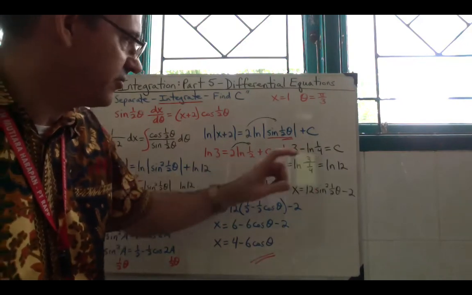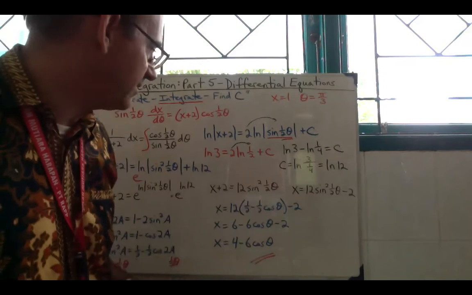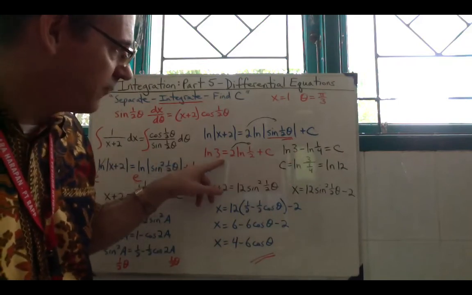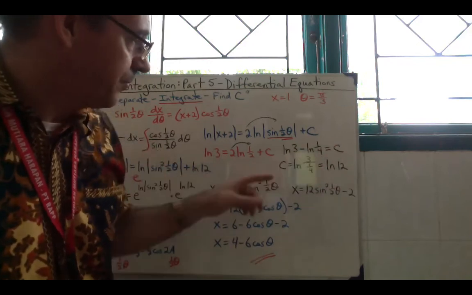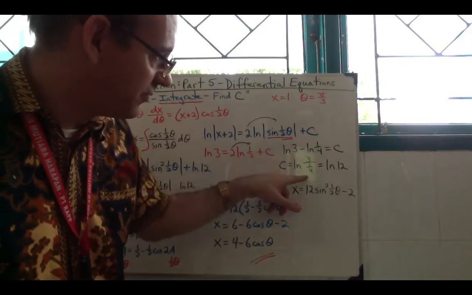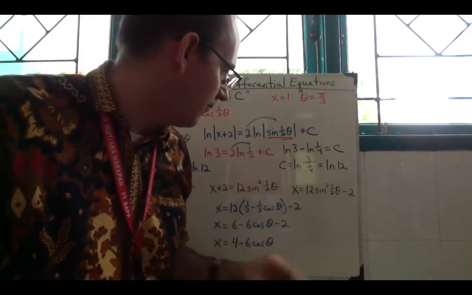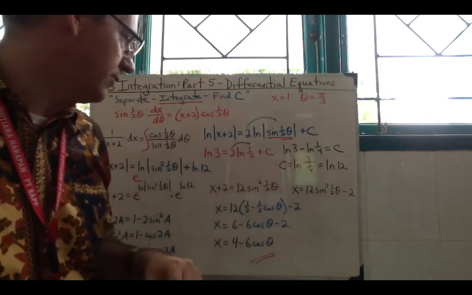Subtract that to the other side to get the c by itself. So ln 3 minus ln 1/4 equals c, and subtract means you divide the arguments. 3 divided by 1/4 is ln 12. So ln 12 is the value of c.